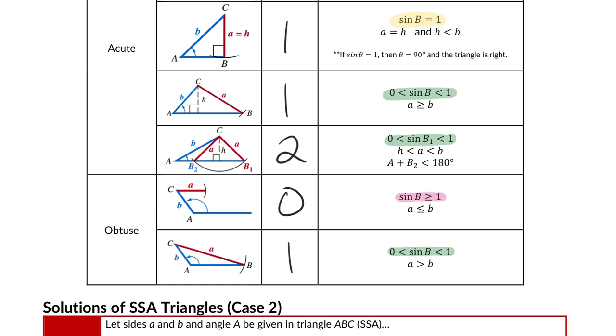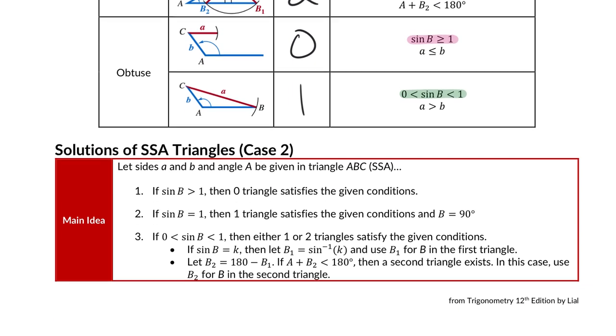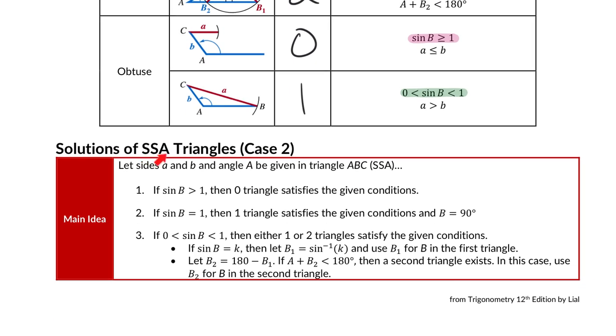So our processes today are not different from what we did last time. We will still use the triangle sum theorem, which means all of them add up to 180. We will still use the law of sines. We just have to be cautious when we're given side-side-angle triangles, because we have to check the following three things. If the sine of the angle we're looking for is greater than 1, we stop. We say no such triangle exists.